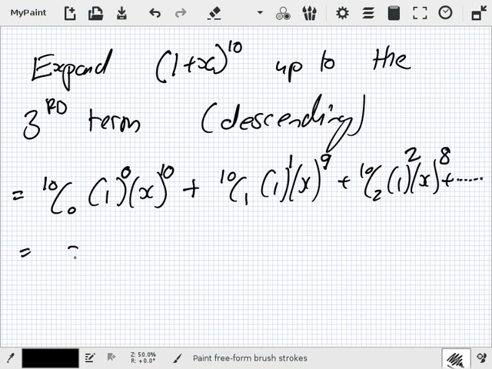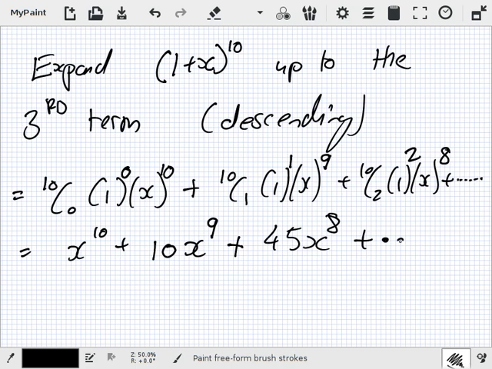So this is x^10 plus 10x^9. What is 10C2 now? 45x^8, etc. So I asked for the first three terms descending. There they are. Oh, that's why we start with 0 on the 1, because of the descending. Yeah.